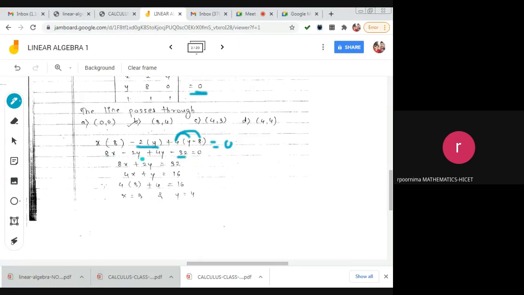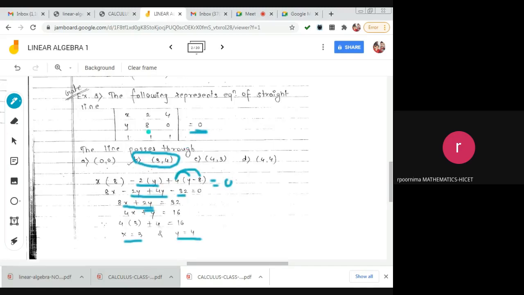So you keep the x and y terms alone on the left hand side. So 8x, then minus 2y plus 4y, you get plus 2y. So 8x plus 2y is equal to 32. Therefore, dividing by 2, 4x plus y is equal to 16. Then you just replace the point of x and y. You will get 16, no? So 4 into 3 is 12 plus 4 is 16. So you consider x equal to 3 and y equal to 4. So you can select option B. That is your correct answer.